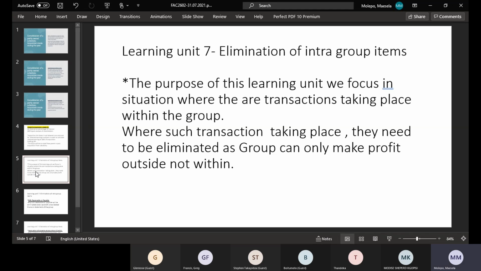Okay. Now we focus on learning unit number 7, where there are transactions happening during the current year. The parent is selling things to the subsidiary. The subsidiary is also selling things to the parent. So only the profit realized outside the group is the one which is going to be taken into the group consolidation. But the profit realized within the group, let's say because A sold things to B or B sold things to A, those need to be eliminated.